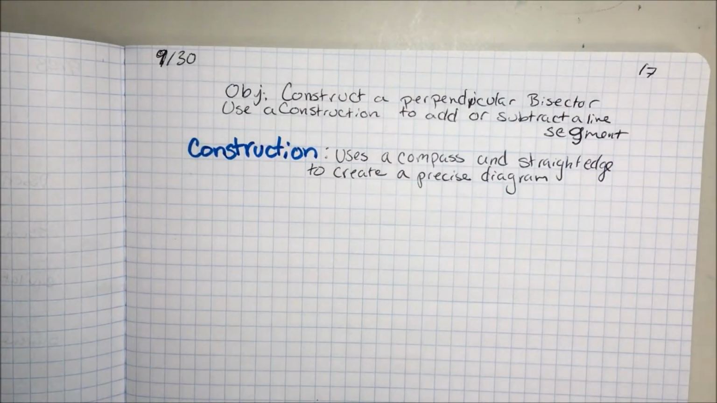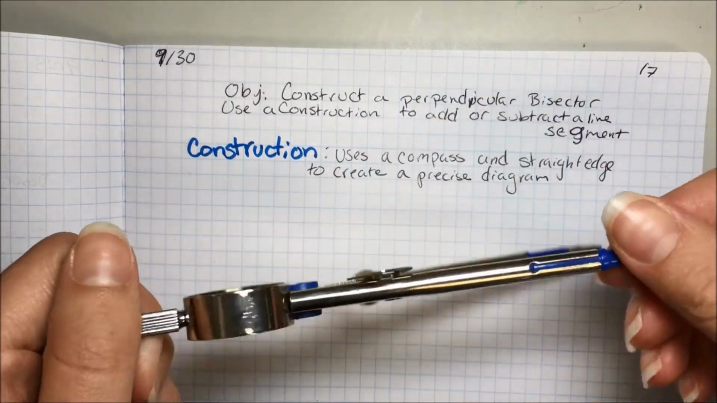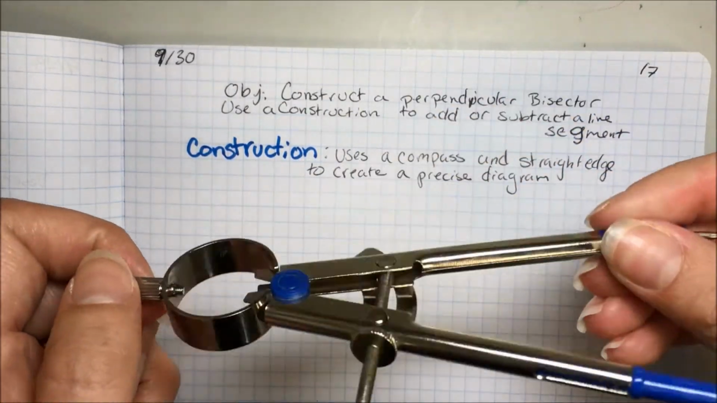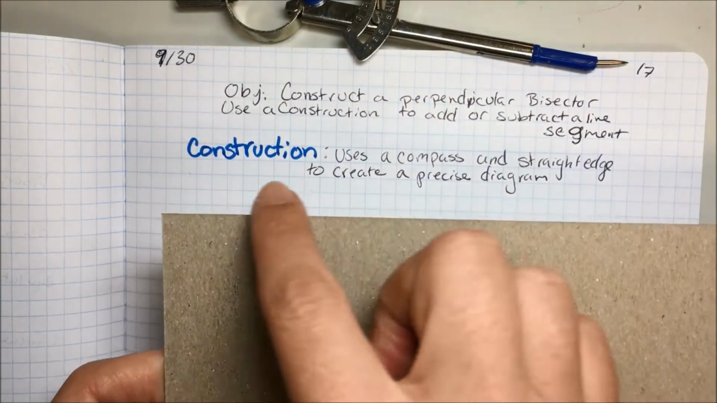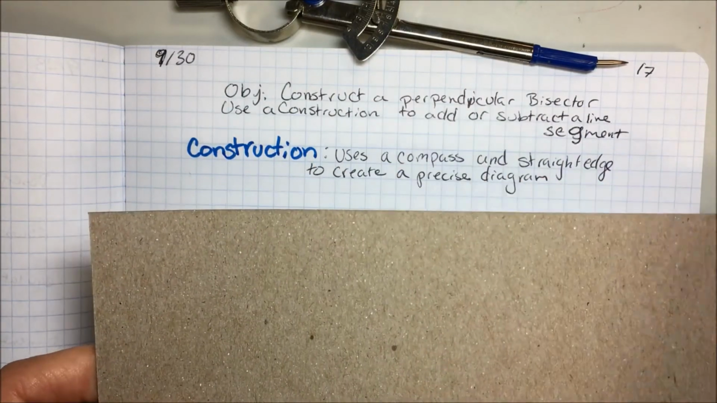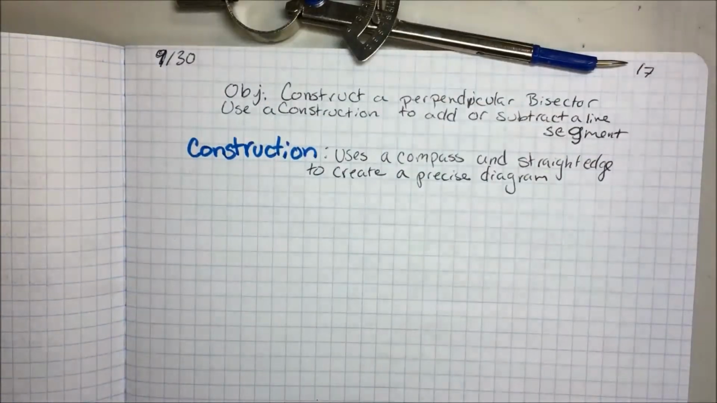So what will you need today? You will need your compass. Should look something like this. There are a bunch of different types of compasses, but you should have one that looks like this. And you'll need a straight edge. The straight edge is literally any edge that is straight, like this one. This is a straight edge. Okay? So you need one of each.